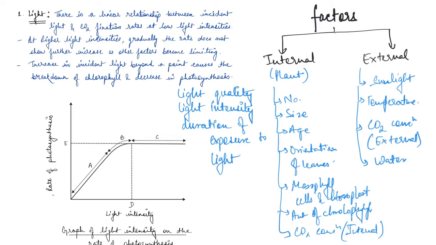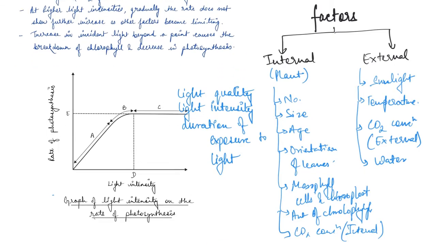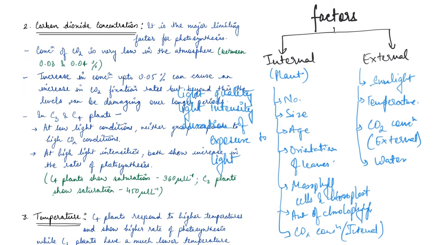So as you see in the graph here as well, you increase the light intensity up to a point, the rate of photosynthesis will increase. But then from here, there will be a stagnant phase. And then if the intensity is increased beyond a point, the chlorophyll breaks down and you will see a decrease in photosynthesis rate, right? So this is light. Now the next factor is carbon dioxide concentration.